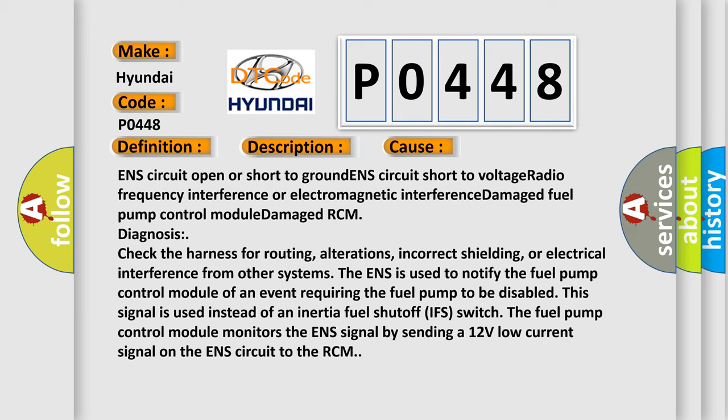The ENS is used to notify the fuel pump control module of an event requiring the fuel pump to be disabled. This signal is used instead of an inertia fuel shutoff switch. The fuel pump control module monitors the ENS signal by sending a 12 volts low current signal on the ENS circuit to the RCM.